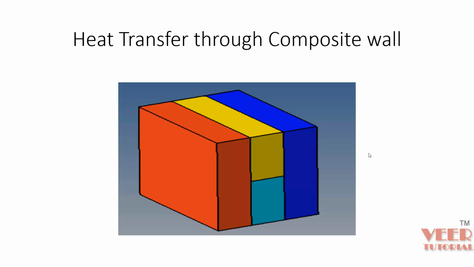Hello friends, in this lecture we are going to solve a problem on composite walls. So first of all, let's understand what composite walls are. Till now we had solved problems on heat transfer where we have a single wall. But in many cases we have more than a single wall. For example, in this case we have 1, 2, 3 and 4. So we have 4 walls.